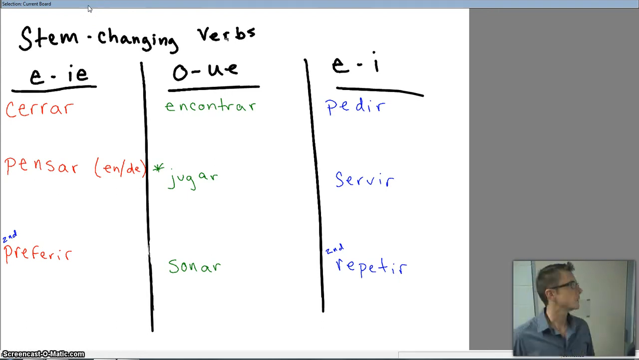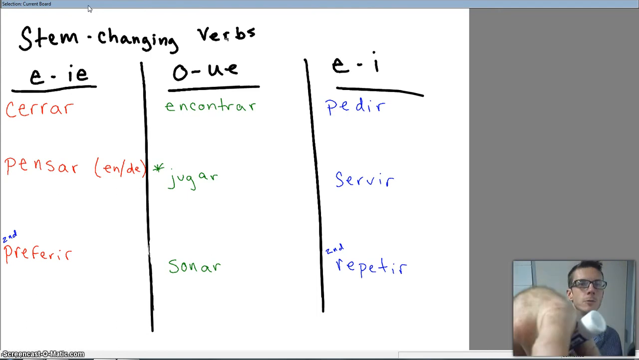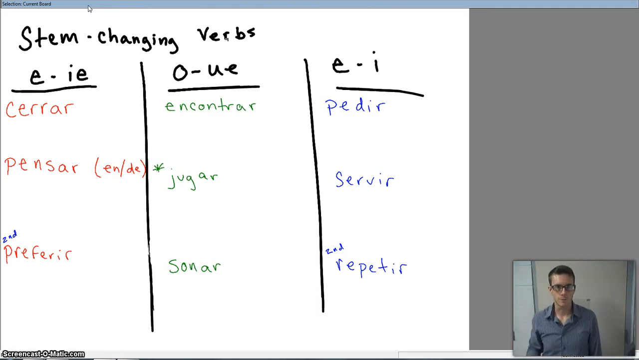Okay, today's really quick lesson will be the stem changing verbs, and what I want you to keep in mind is that you already know how to conjugate. Don't let the fact that we're adding another step confuse you. You already know how to conjugate the verbs. So all we're doing is throwing in another step.